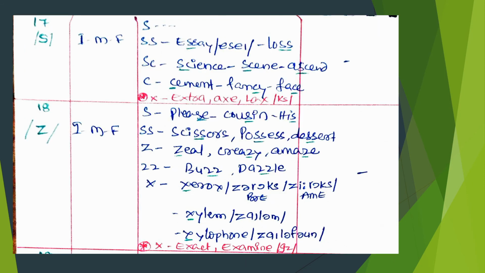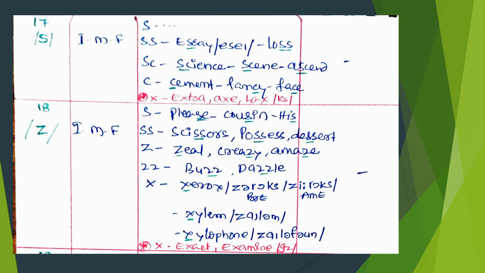See its spelling. This Z is also represented with the letter S. In the same way, Z is also represented with the letter S. In some words, this S is pronounced as Z. For example, please, cousin, his.